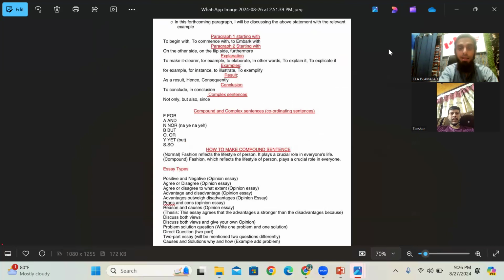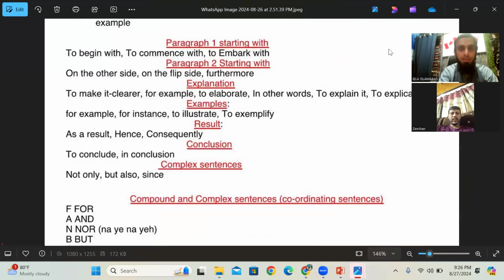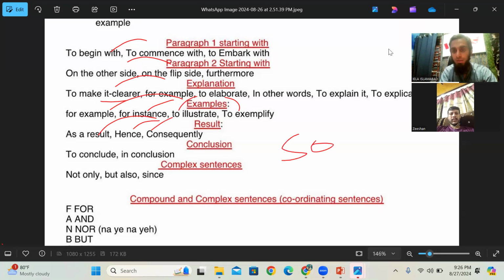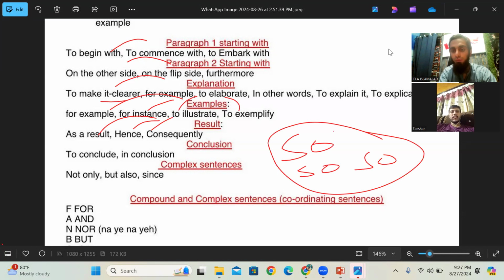Yes, you can see here the starting sentences for paragraph number 1: to begin with, on the dorsal side, to make it clearer, explanation, for instance, for example, to illustrate, to exemplify, as a result, hence. Students are usually stuck on these two or three words. Some students are only following and copying this.